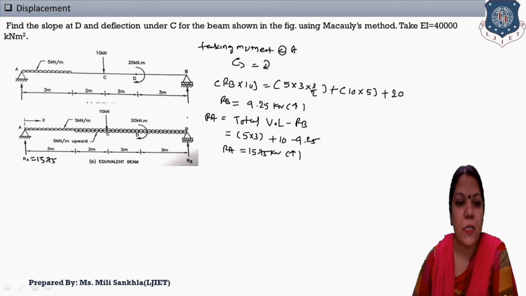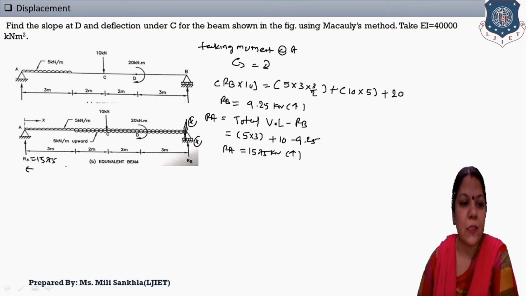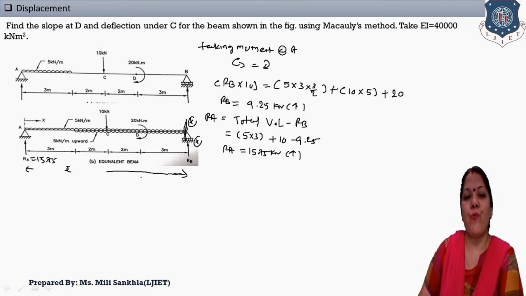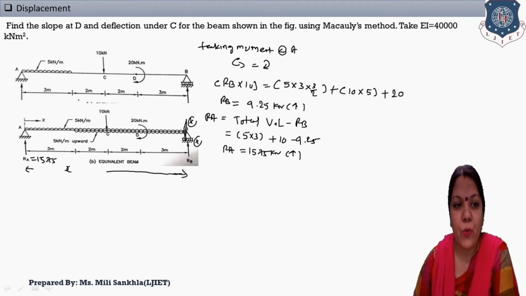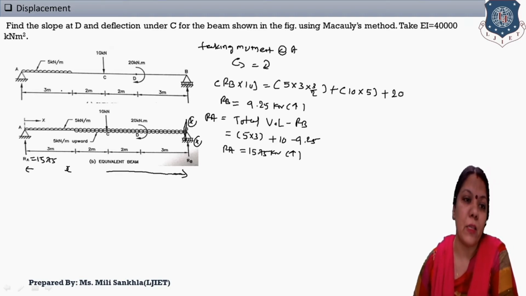Consider B as the section, because according to Macaulay's method, we consider the right hand side as the section and take the distance as X. This is our first step after finding the support reactions. Now, you remember that if the UDL is given this way and stops here, we have to consider an equivalent beam to find the slope and deflection by Macaulay's method. If our UDL starts from point C to B, there is no need to take an equivalent, but for this type of beam subjected to this type of loading, we compulsorily take an equivalent.